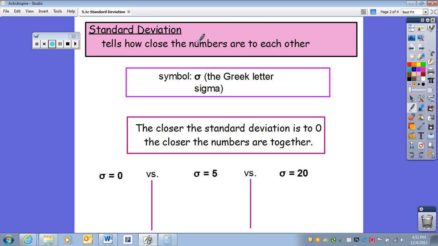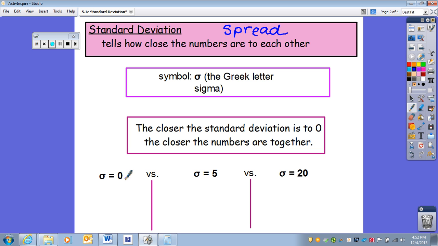In other words, it's talking about the spread of the numbers, how far or how close they are apart from one another. When you see the symbol sigma, it is a Greek letter. It stands for standard deviation. The closer the standard deviation is to 0, the closer the numbers are together.